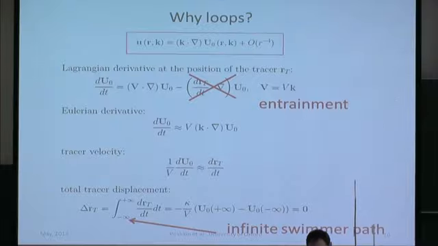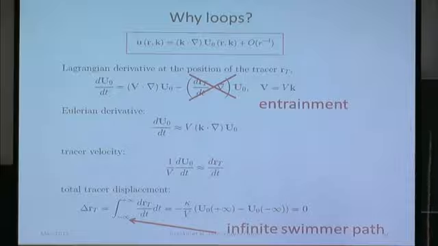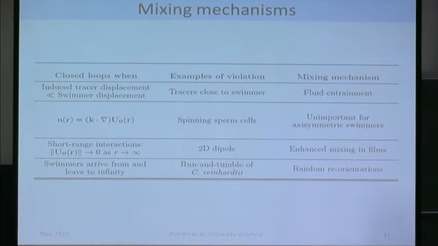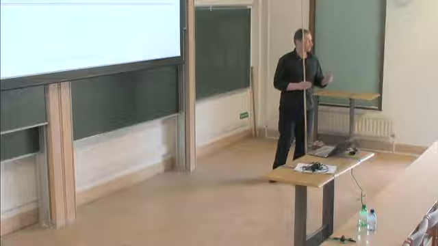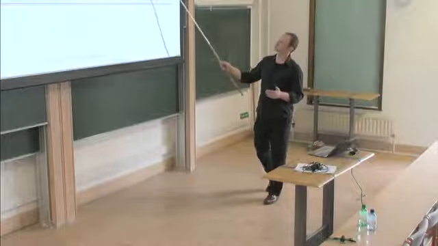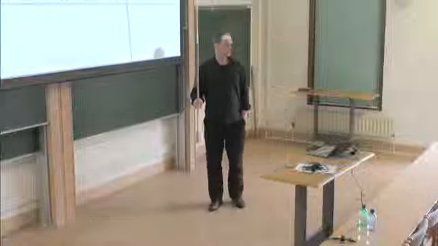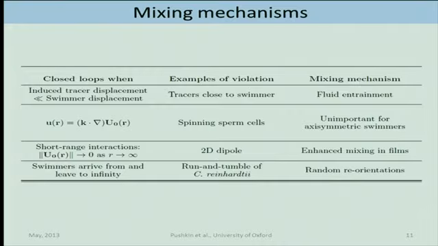The assumptions that we've made here are, first, that we can neglect the entrainment, so that the swimmer is sufficiently far from the tracer, and second, that swimmers move in infinite straight paths. So correspondingly, when one of these assumptions is violated, it would produce non-closedness of loops and would give rise to a mechanism of mixing. One of them I just mentioned, it's really what we call entrainment. The second mechanism is when this gradient form is not really valid, and there can be a number of situations for that. For example, it can happen for spinning sperm cells, but as long as we're interested in axisymmetric transport, that is not really important.